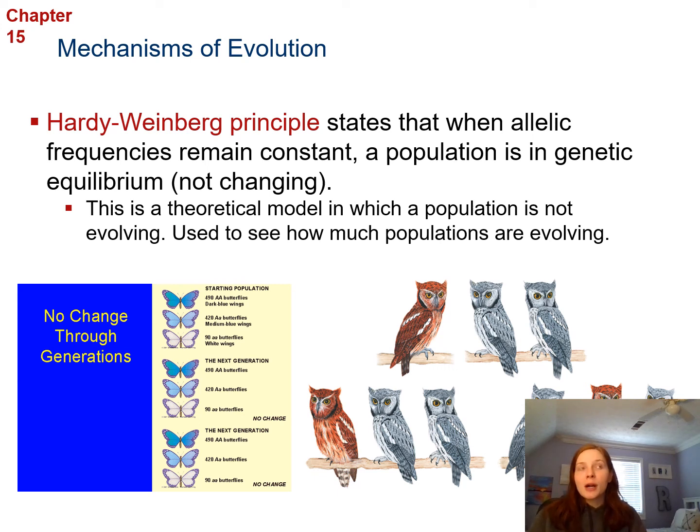So the Hardy-Weinberg principle is how we measure how much a population evolves. In nature, all populations are evolving all the time. So what we need to determine is how much they are evolving. And this does depend on certain factors, and we're going to talk about those in the next slide.